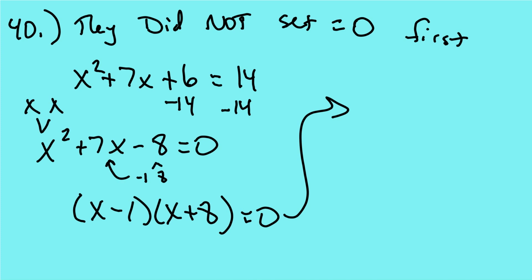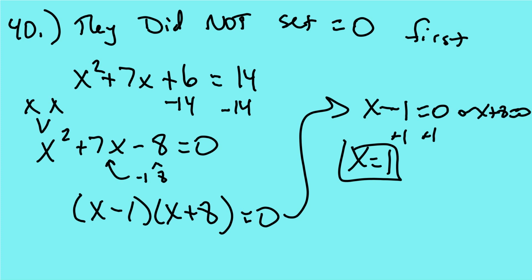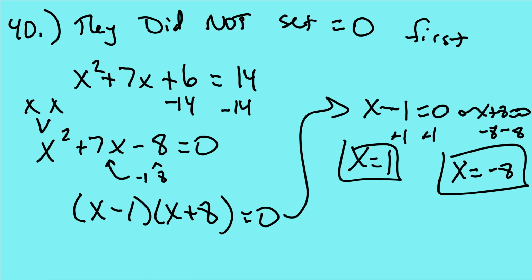Now, because it's equal to 0, I get to say x minus 1 equals 0, or x plus 8 equals 0. So I add 1 to both sides. I get x equals 1 as my first answer. I subtract 8 from both sides. X equals negative 8 as my second answer. And that's it for 40.